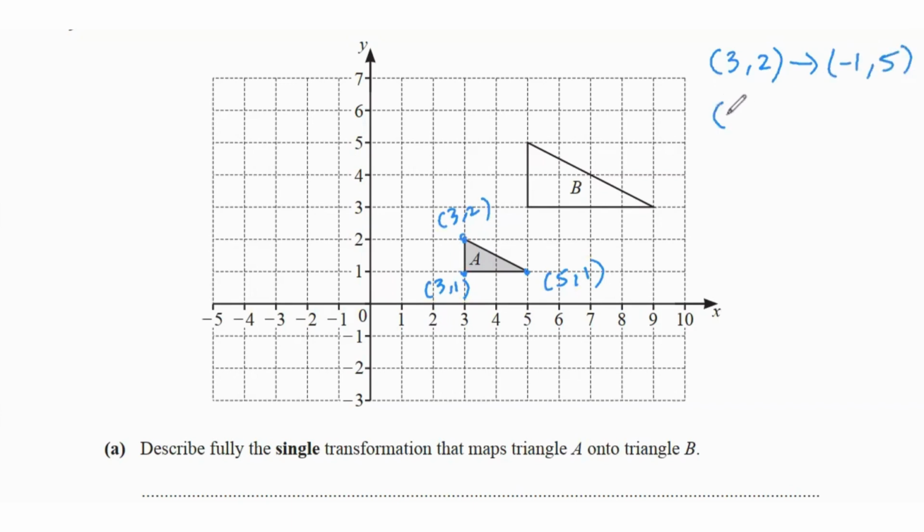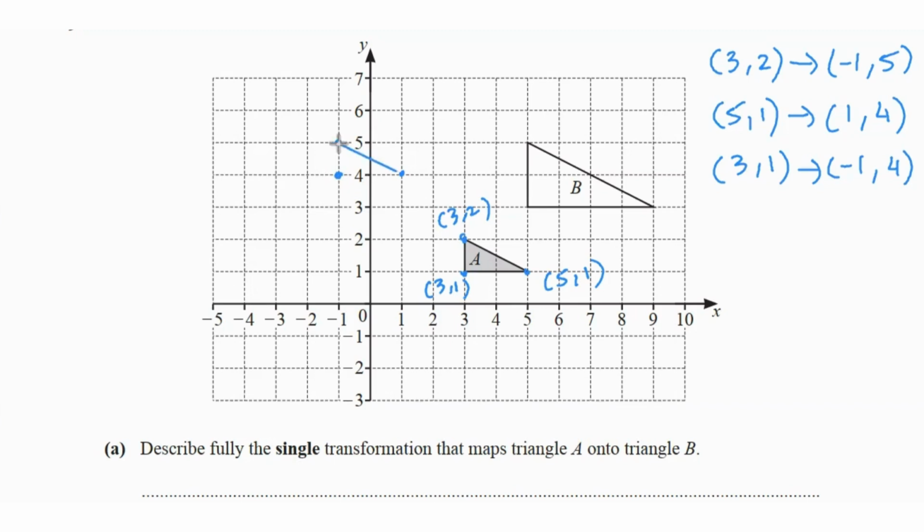Then same for 5, 1, we're going to add -4 to 5. So that's going to give us 1. And 3 to 1 is going to give us 4. Now for 3, 1, -4 plus 3 is -1. And 1 plus 3 is 4. So these are the new points after the translation. So -1 and 4, 1 and 4, and -1 and 5.